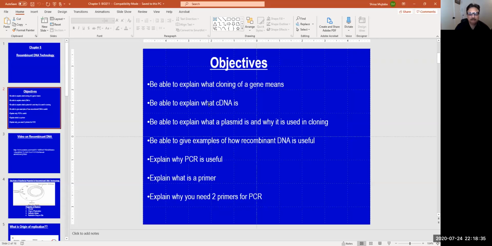So we should be able to explain what a plasmid is and why it is used, which I just explained. We were also to be given an example of how recombinant DNA is useful, and I gave the example of the human insulin gene, and then we will cover this part. Okay.